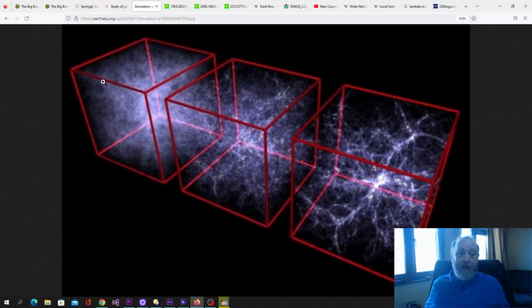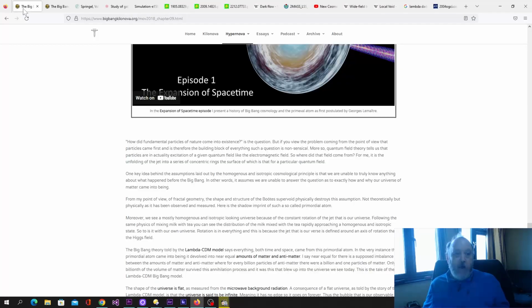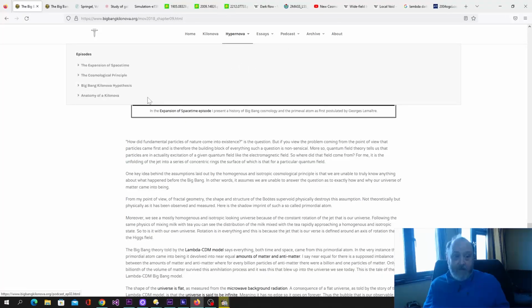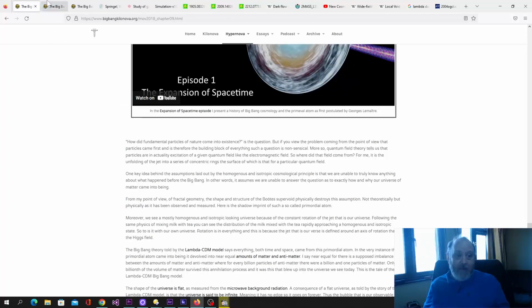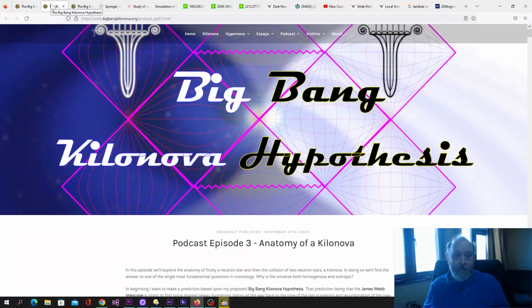and it causes some regions to develop. The explanation for how a galaxy forms is so utterly pathetic, in my opinion, that it is an absolute total joke, of how spiral galaxies form. For my explanation of how spiral galaxies form, I point to my anatomy of a kilonova, where I also answer the question, why is the universe homogeneous and isotropic?